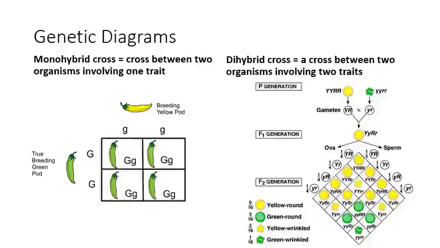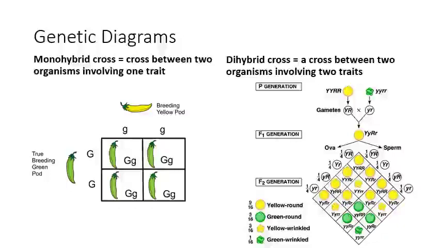In this slide, we're going to look at genetic diagrams. Genetic diagrams will deal with two types, a monohybrid and a dihybrid. Dihybrid, you just need to understand to be able to see how the Punnett square comes around. But the monohybrid is what you have to do regularly, especially in a test. Now, a monohybrid cross is a cross between two organisms that involves one trait.